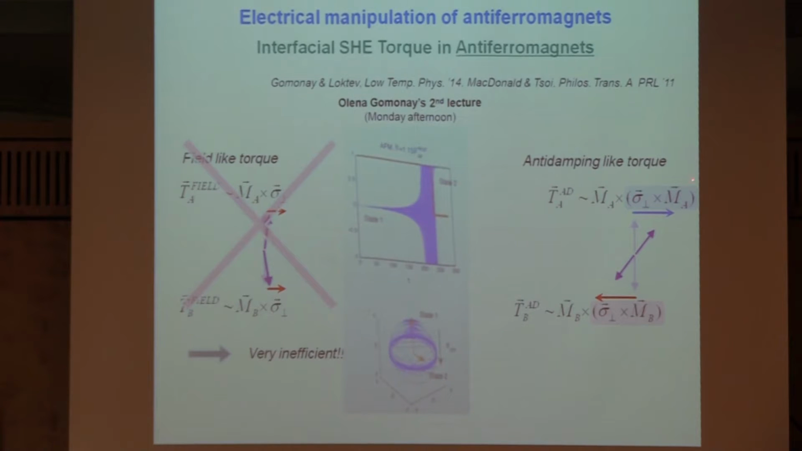the anti-damping torque, sorry, I forgot to mention, is what Helen Gomonay was pointing out in her second lecture on Monday afternoon, that if you have this anti-damping torque, and because it's a function of the magnetization, switching is not really deterministic.